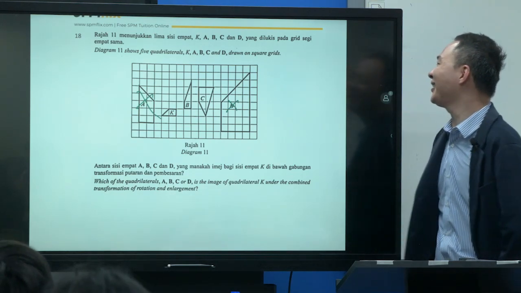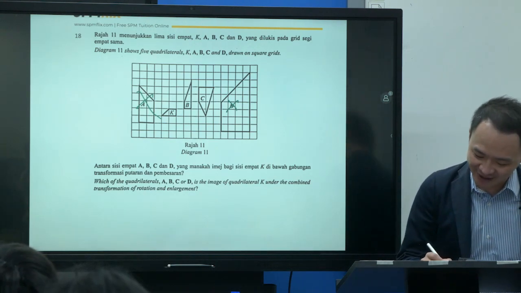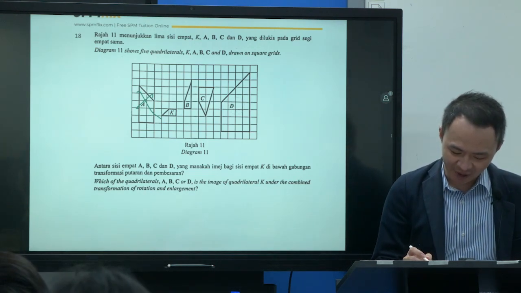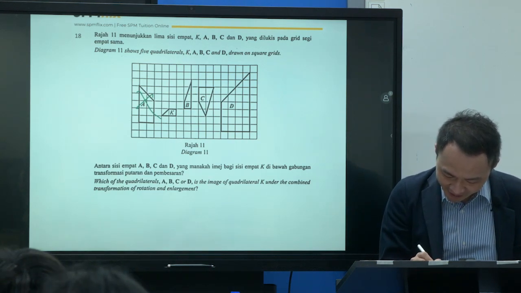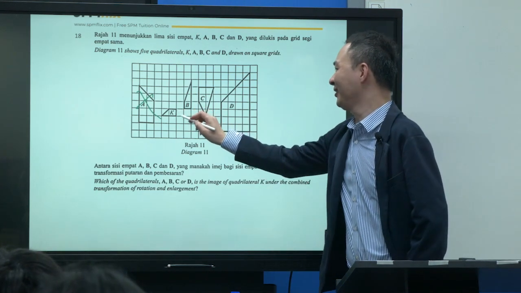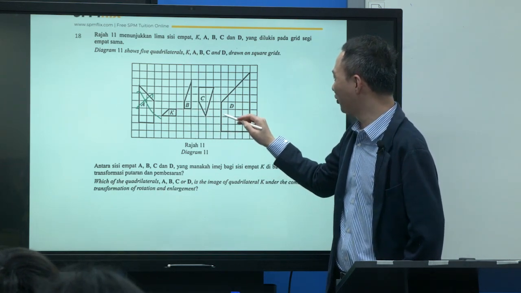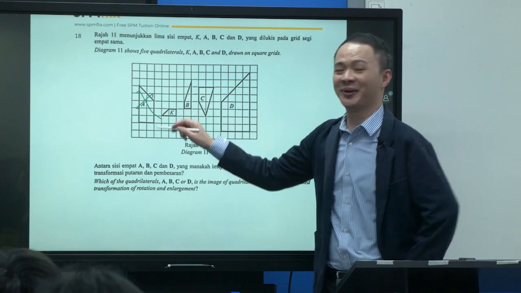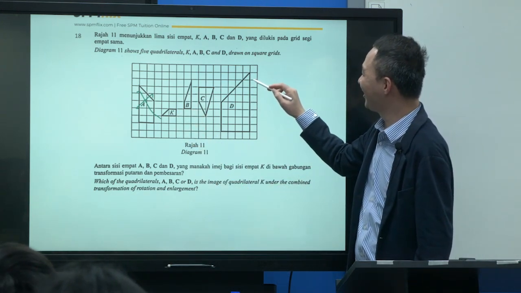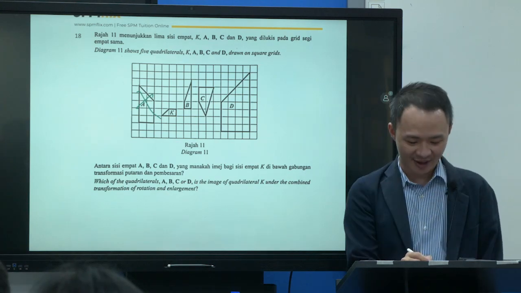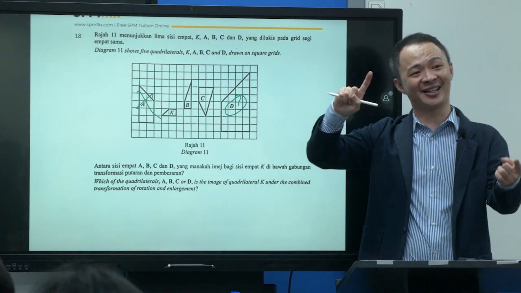Oh, enlargement can be negative, yes. Enlargement can be negative. Okay, then we see the scale. So if this is 1, become 4, then this one, 1, needs to be 4 also, 1, 2, 3, 4. 2 needs to become 8, right? 1, 2, 3, 4, 5, 6, 7, 8. D. Okay, D you rotate, you cannot go. But because you enlarge, can add a negative, it can rotate again.